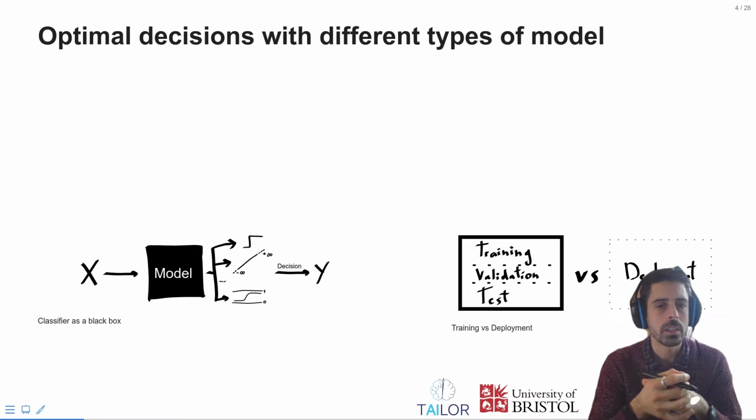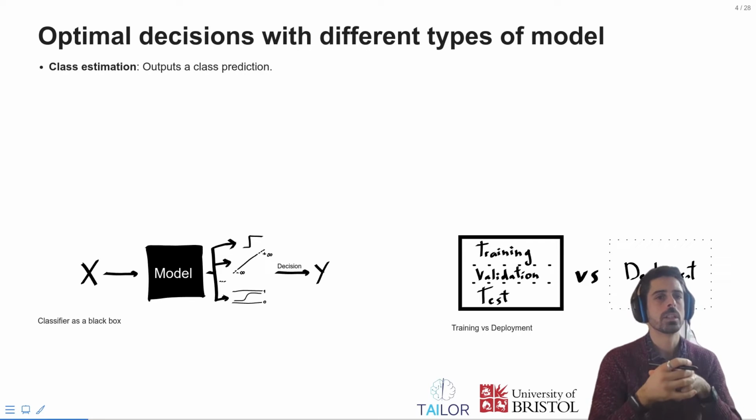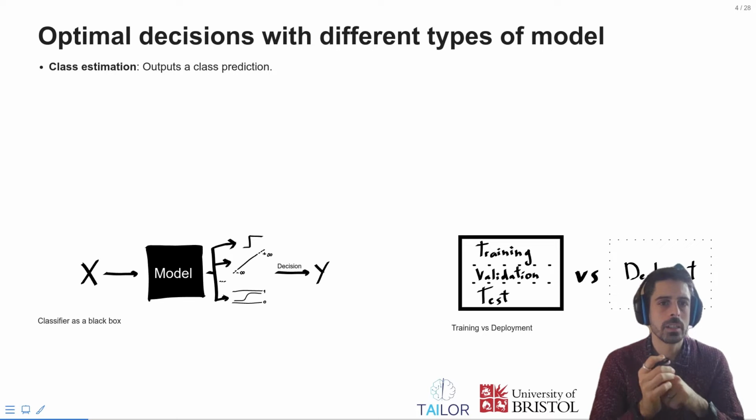This type of output may vary depending on the type of model. And also let's consider on the right side that in order to train the model, we had some training, validation, and test set, and then we deploy this model into a new environment, the real-life environment. What types of models do we have? We have models that output basically one class directly, which is the class that the model is confident about.